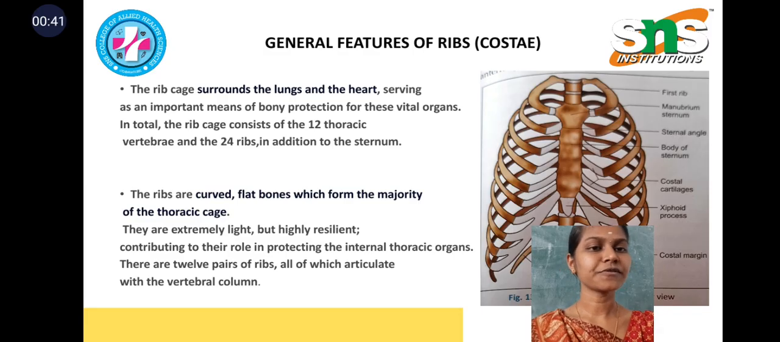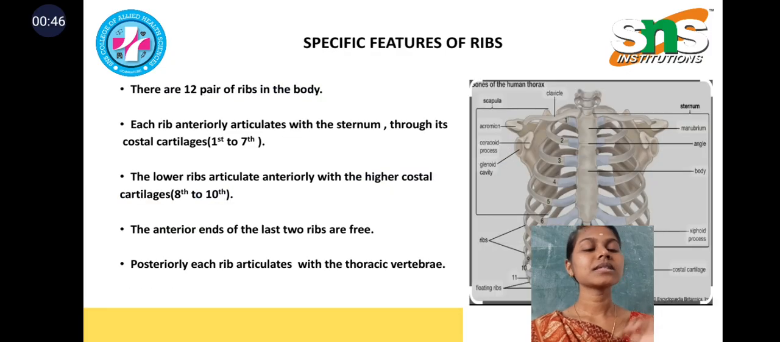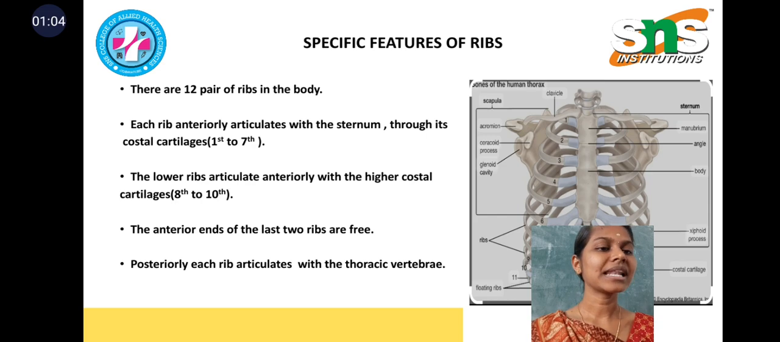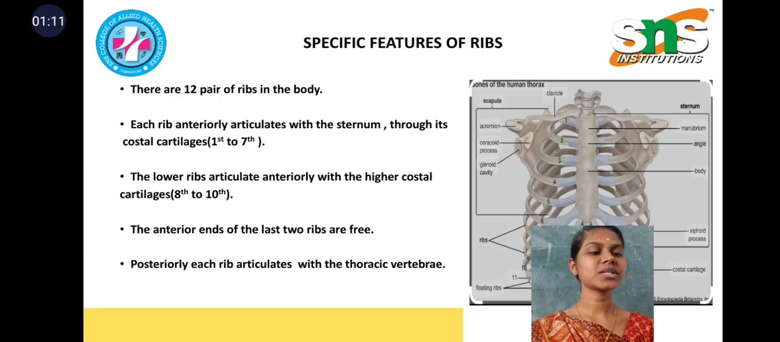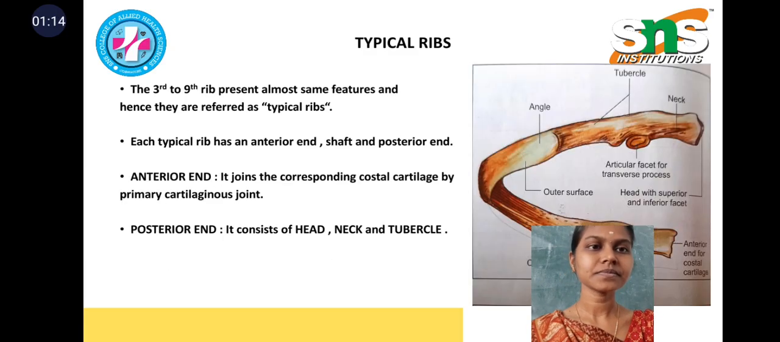There are 12 pairs of ribs, all of which articulate with the vertebral column. The 1st to 7th ribs are connected to the sternum via costal cartilages, and the 8th to 10th are connected to the 7th costal cartilage. So they are named as false ribs, and the 11th and 12th are free ribs, which are known as floating ribs. Posteriorly, all these ribs articulate with the vertebral column.